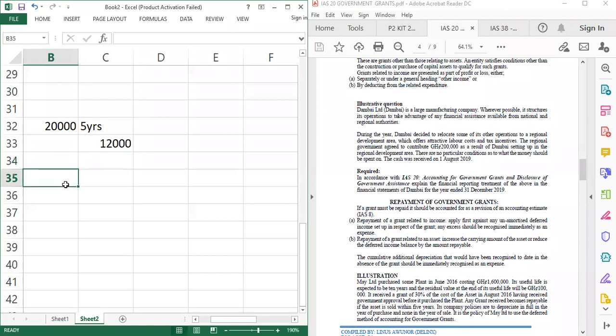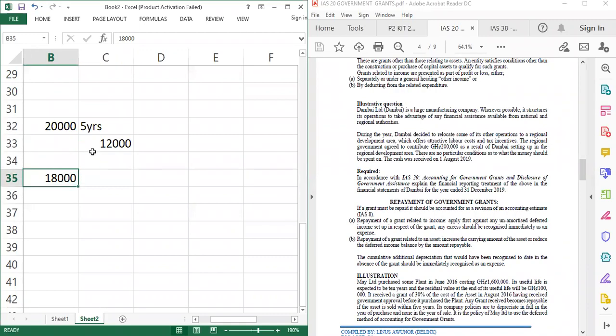All right. Assuming that the government is saying that in the 3rd year, you are not able to meet the condition, so pay 18,000. What will happen? Will you still be having 12,000? No. You go and cancel the 12,000 because you are repaying the grant, isn't it? Okay. You go and cancel the 12,000.